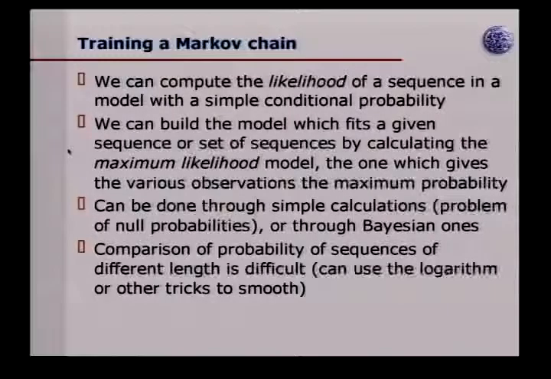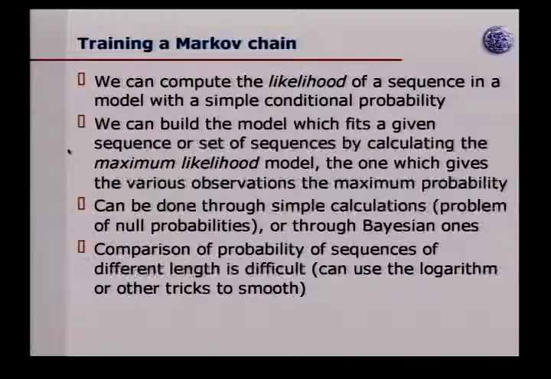Given a set of sequences, how do I train, how do I create the Markov chain which fits best this set of sequences? Usually you will do this with a maximum likelihood model. Basically, you would create the Markov chain in which the observed sequences have the maximum probability. So if I've seen A, B, C, and then A, B, C, D, and then A, B, C, D, E, and something else, I train the Markov model by choosing the parameters that make this bunch of sequences as likely as possible.